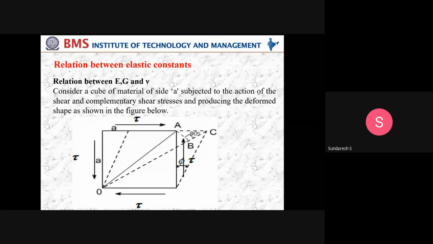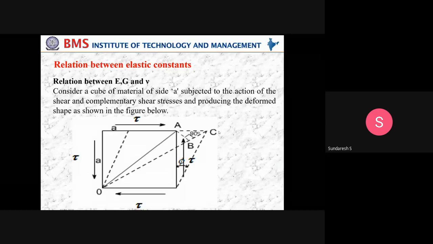The cube is subjected to the action of shear and complementary shear stresses, producing the deformed shape as shown in the figure. Initially it is a straight cube. Because of the application of a shear stress or shear load, it has changed its state from A to C. The diagonal, initially the diagonal of the cube was OA. Now because of that it has become OC.